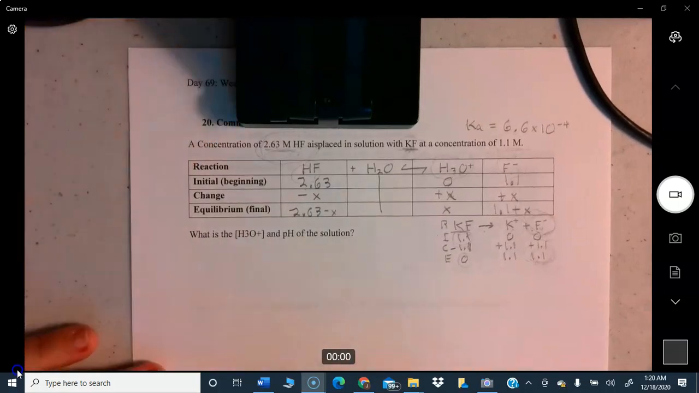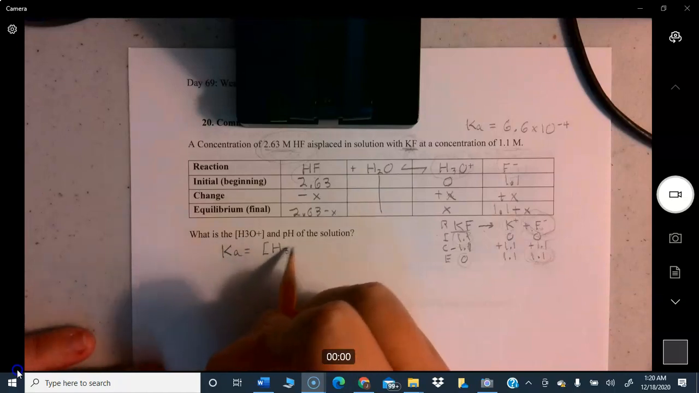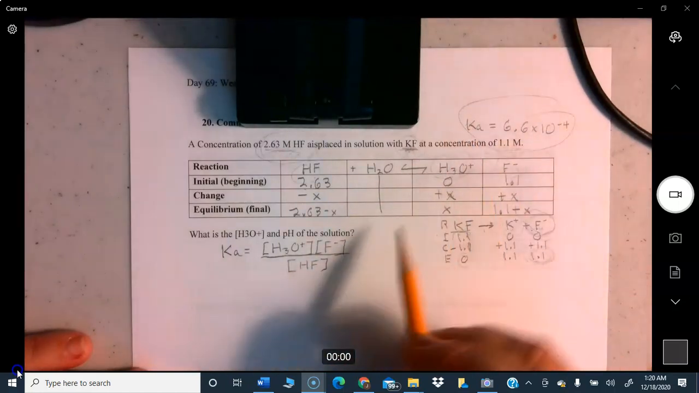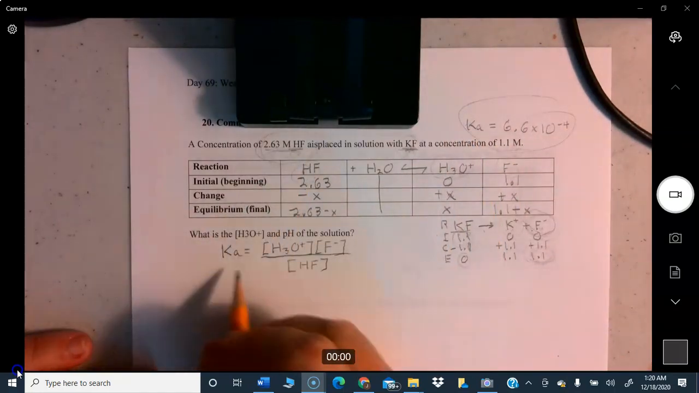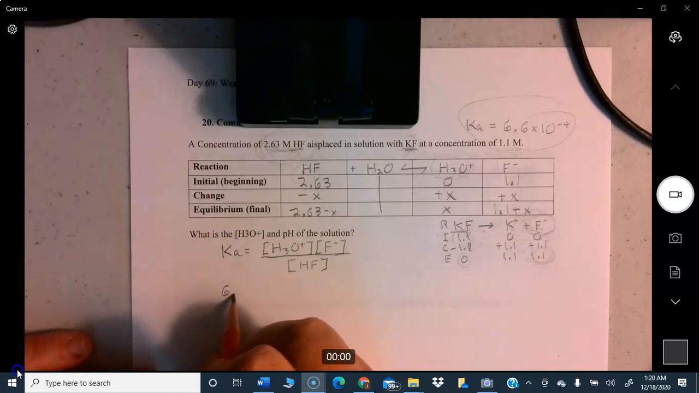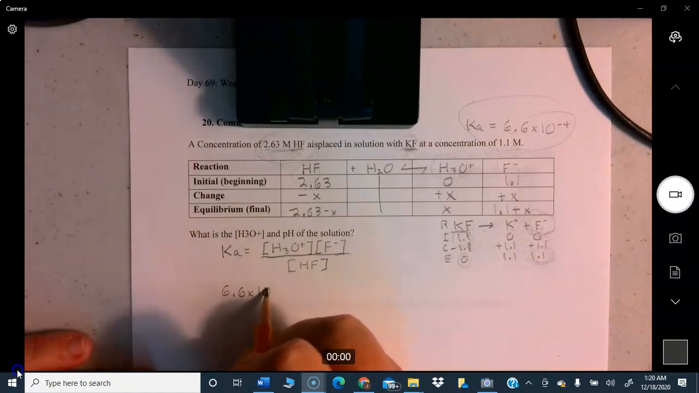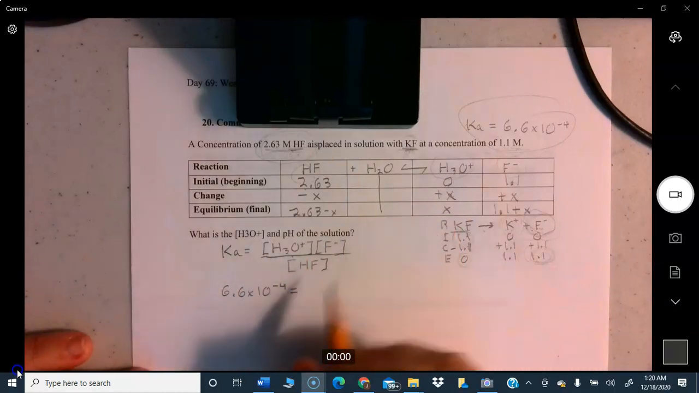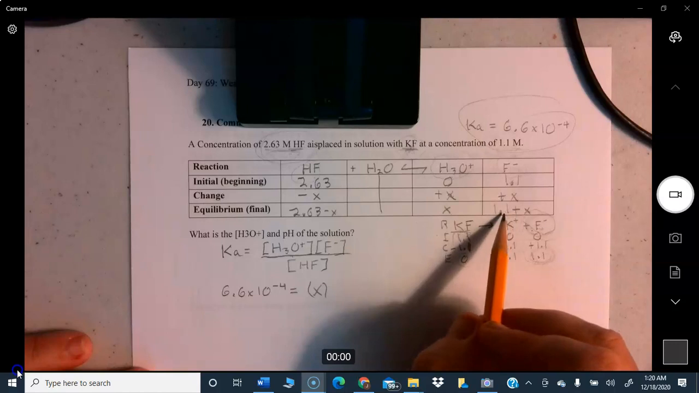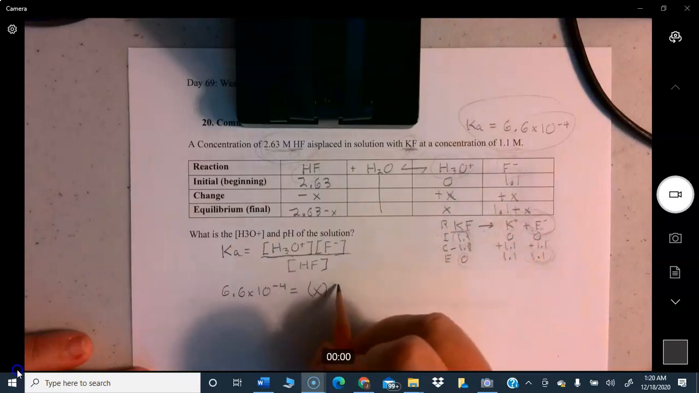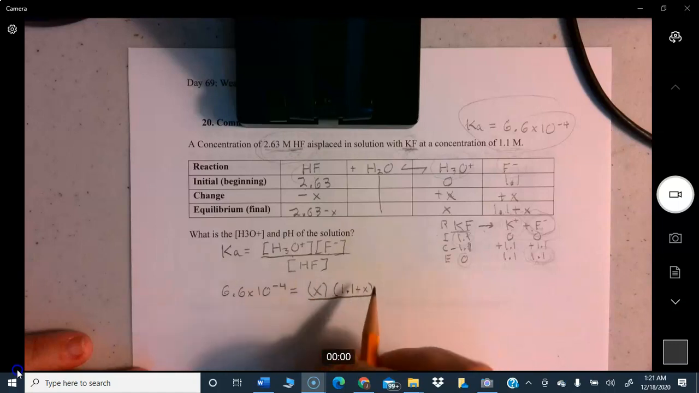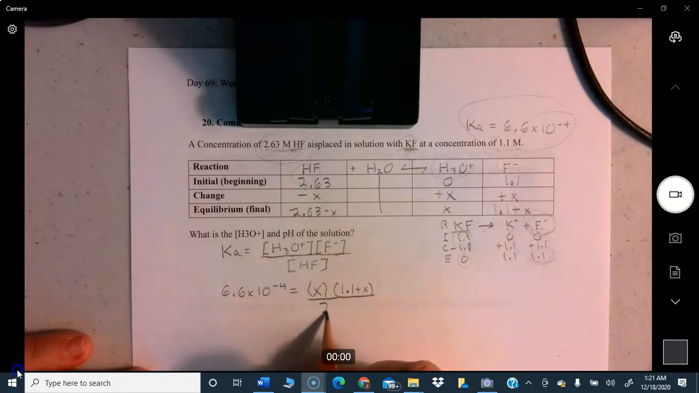All right, let's go ahead, write law of mass action. And now we're going to plug in our numbers. We have the same Ka value. It's still hydrofluoric acid. Okay, H3O is going to be X. F minus fluoride is going to be 1.1 plus X. And that's all going to be over 2.63 minus X.